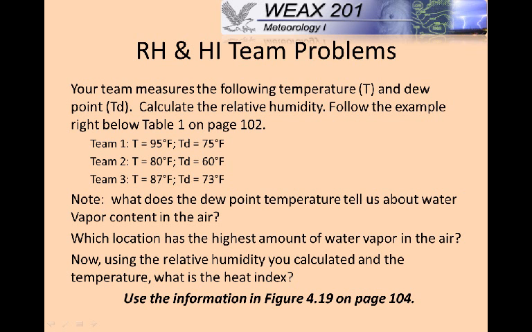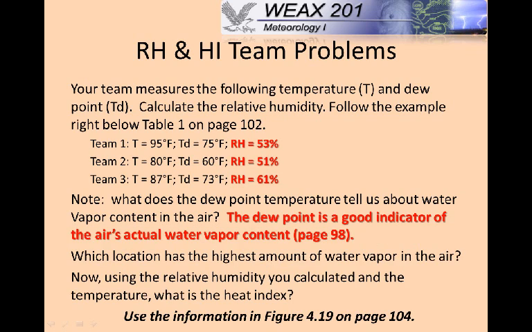In the next problem, each individual team measures the following temperatures and dew points in 3 locations. You're asked to calculate the relative humidity using table 1 on page 102. This is the same process we did in problem 1. You should compute a relative humidity of team 1 of 53%, team 2 51%, and team 3 61%.